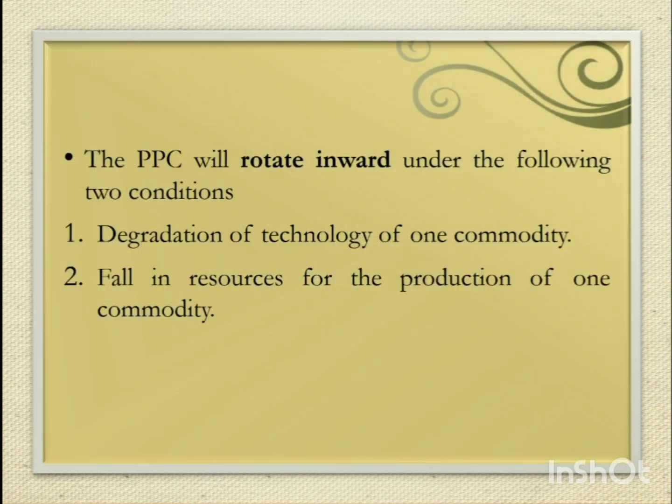And the production possibility curve will rotate inward under two conditions. First, degradation of technology of one commodity, and second, fall in resources for the production of one commodity.